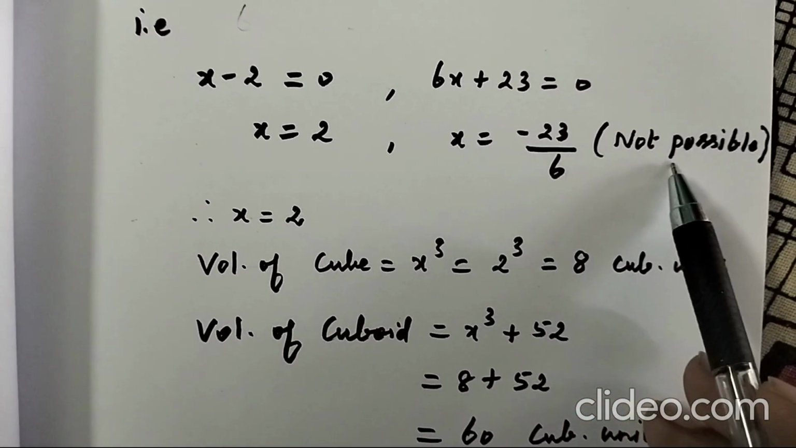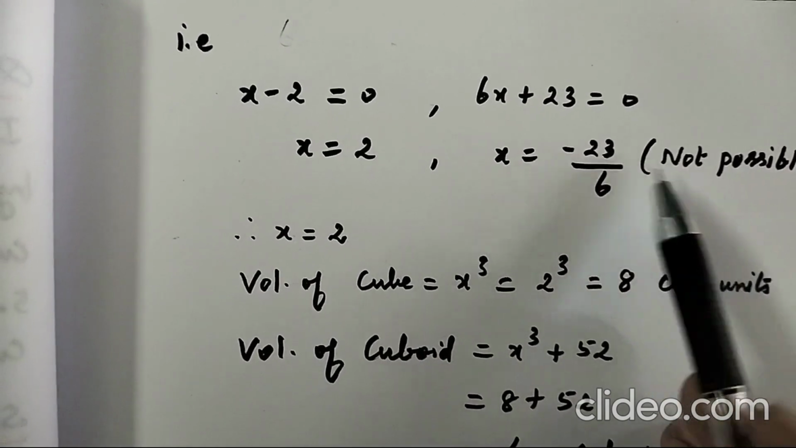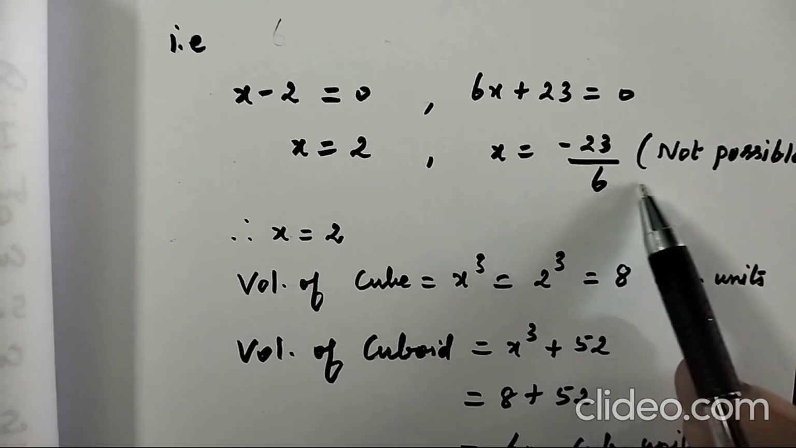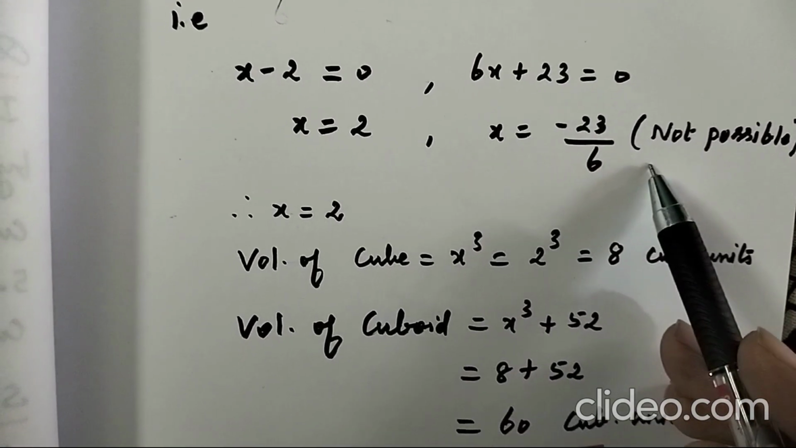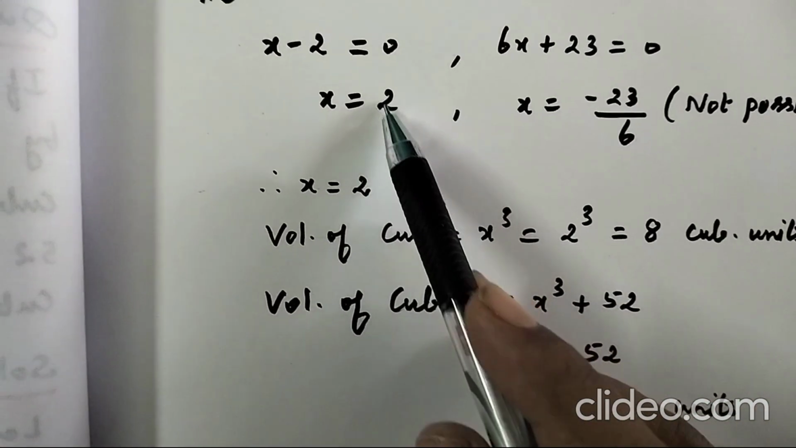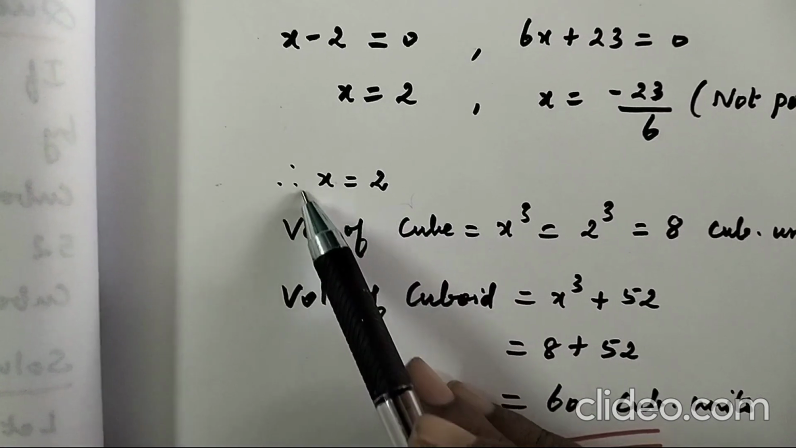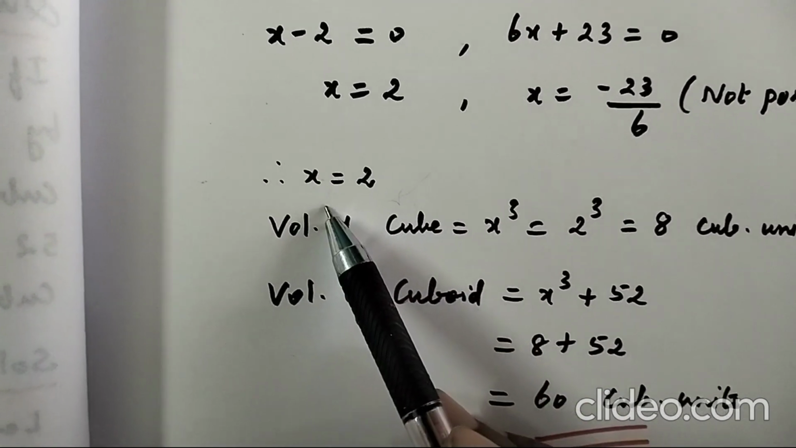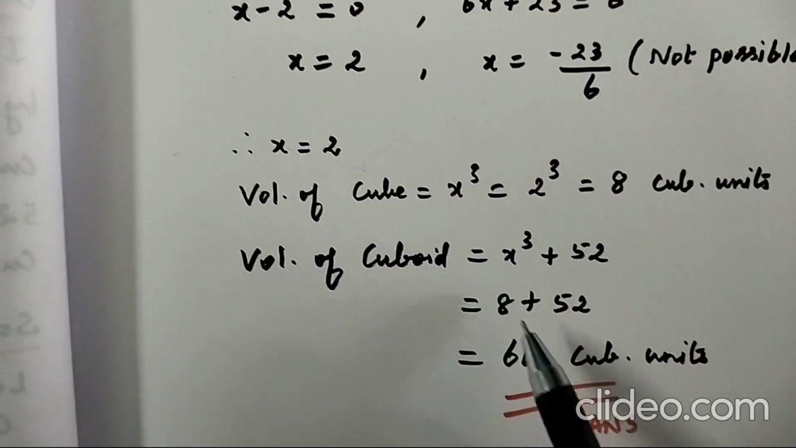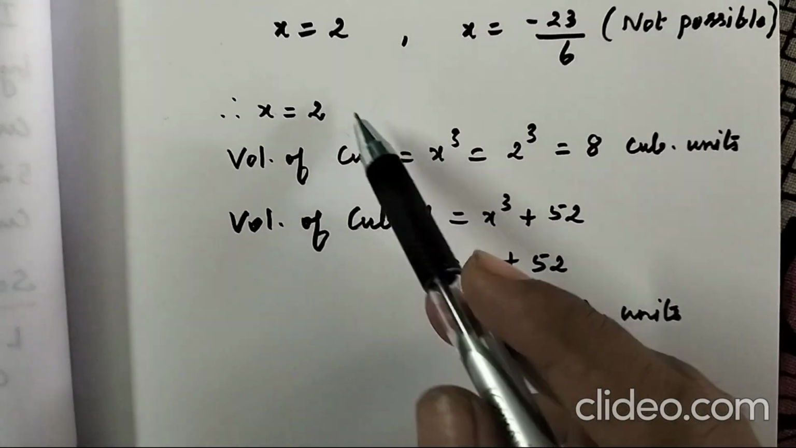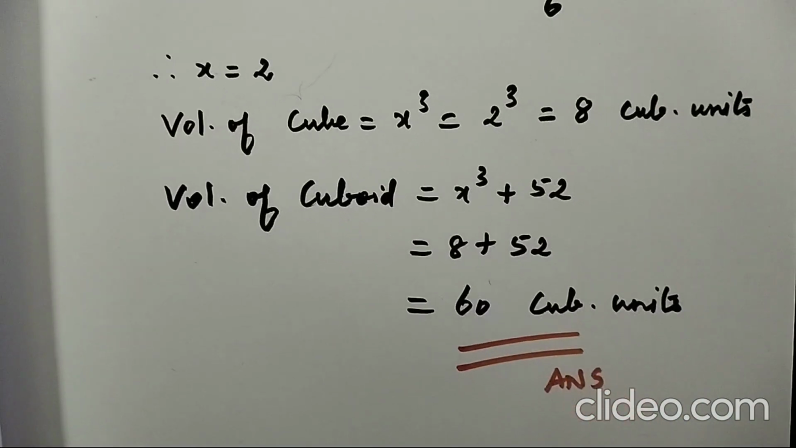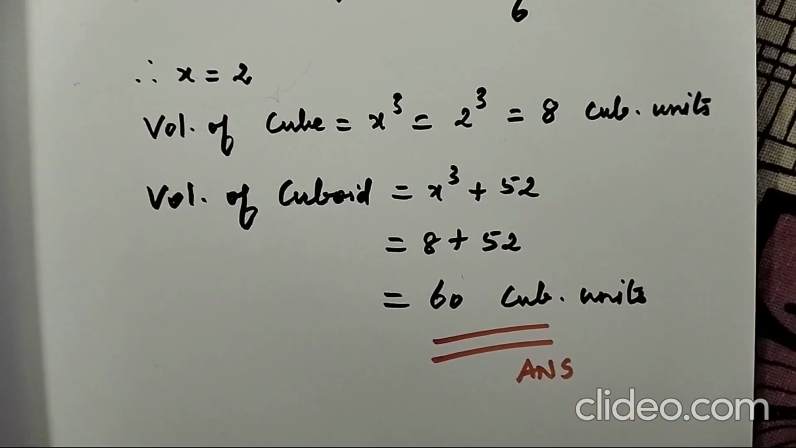Which is not possible because the side of the objects cannot be a negative value. Side of cube or cuboid cannot be a negative value. Therefore, the final answer, that is the value of x, is 2 only. This 2 is the acceptable value. Now, what is asked in the question? Finding the value of x is not the ultimate aim. Further, we have to find the volume of the cuboid.